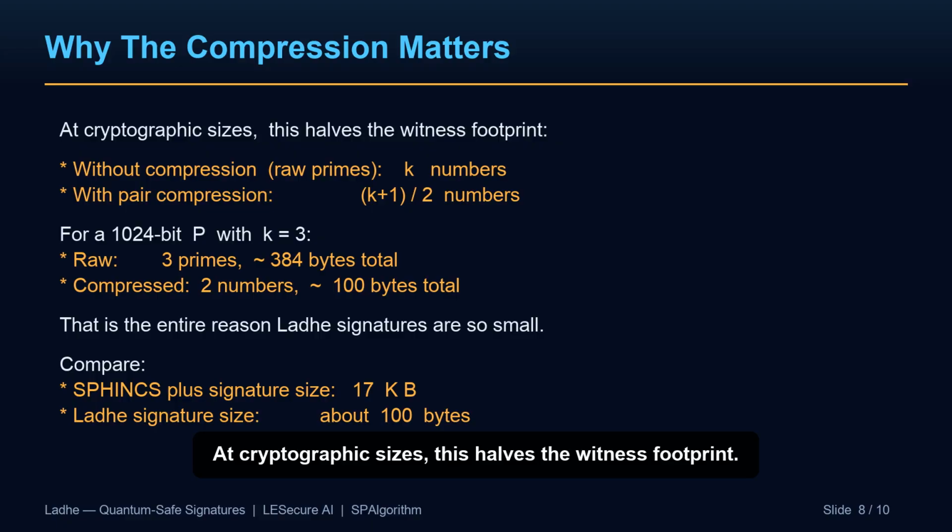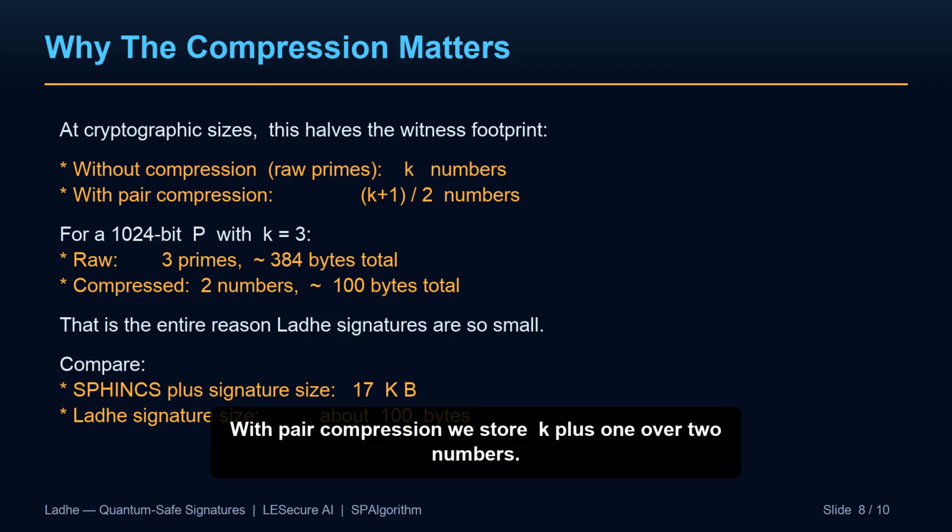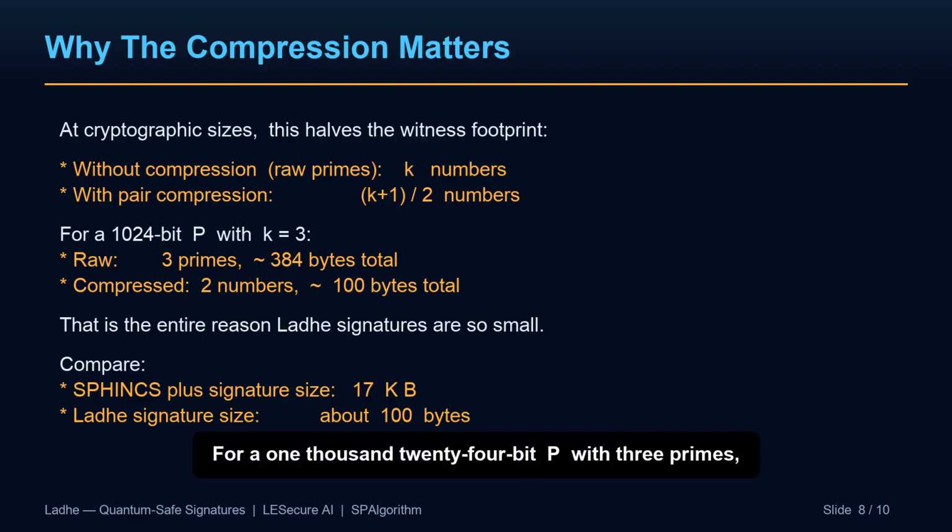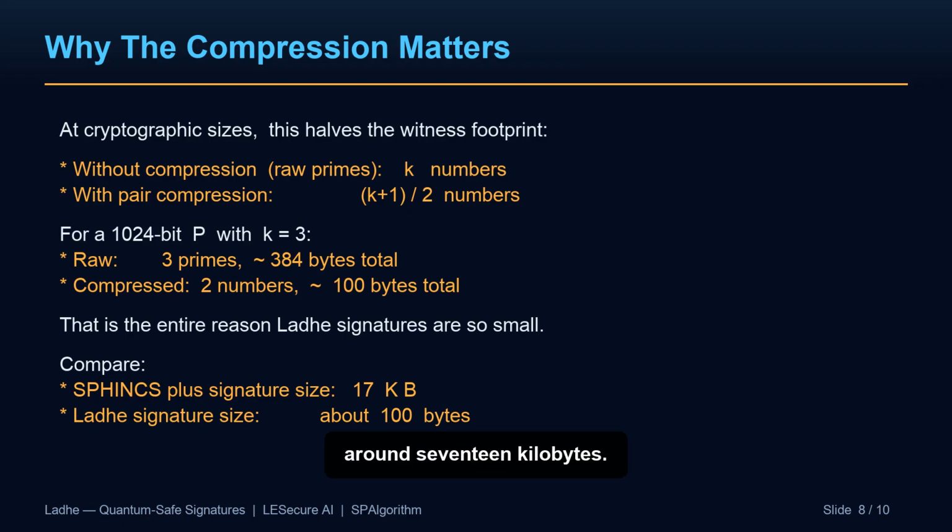At cryptographic sizes, this halves the witness footprint. Without compression we would store k full primes. With pair compression we store k plus 1 over 2 numbers. For a 1024-bit p with 3 primes, the raw form is roughly 384 bytes. The compressed form is about 100 bytes. That is the entire reason Ladhe signatures are so small. Compare with SPHINCS+, whose signatures are around 17 kilobytes. Ladhe signatures fit in roughly 100 bytes.